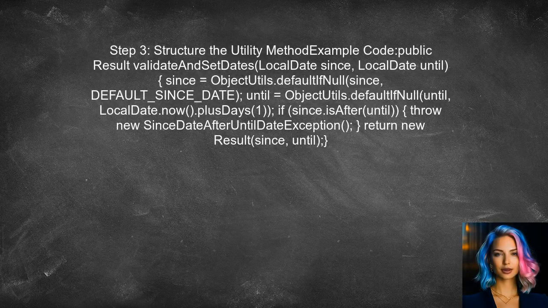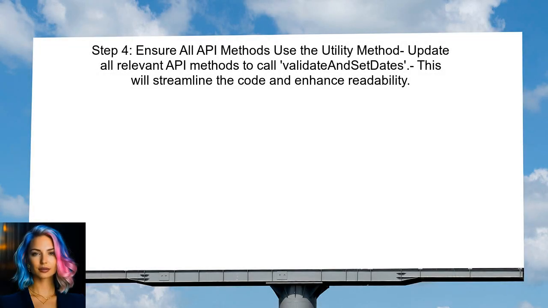Now let's look at how the utility method might be structured. The user can define it to return a result object containing the validated dates. Finally, the user should ensure that all API methods now utilize this utility method, reducing redundancy and improving maintainability.